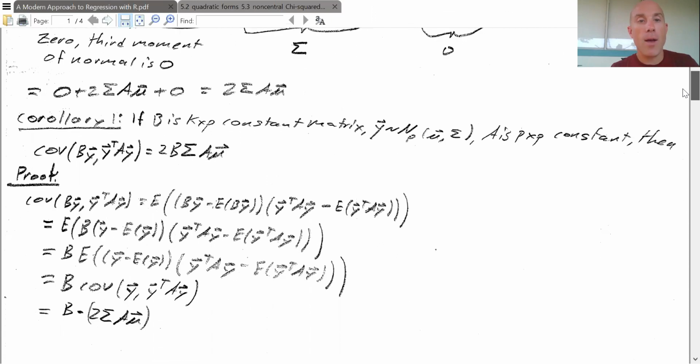All right, so now let's say that B is a k by p constant matrix, and y is normally distributed with mu and sigma. A is a p by p constant matrix.